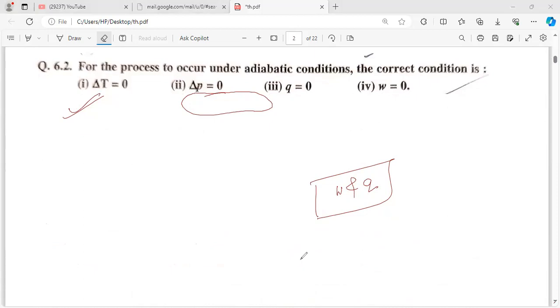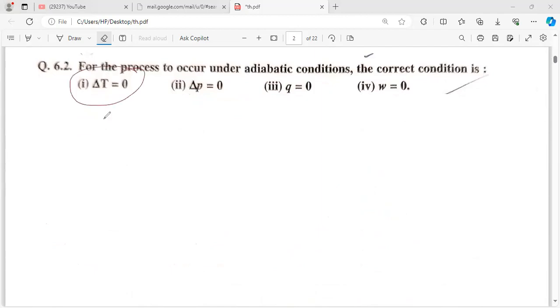Sir, this one, delta T equal to 0. Delta T is equal to 0. This is the isothermal condition. In isothermal, delta T is equal to 0. So what you are saying, this is absolutely wrong. What is the else? P is equal to 0. This is the vacuum. Isochoric, sir. Vacuum, isochoric not, isobaric. Baric means pressure. Bar is the unit of pressure.